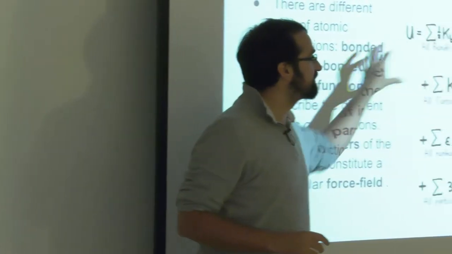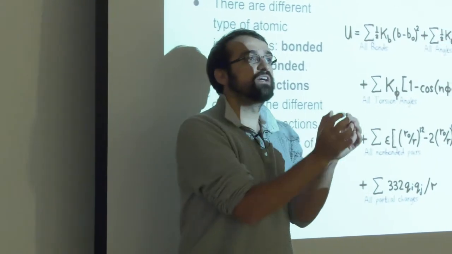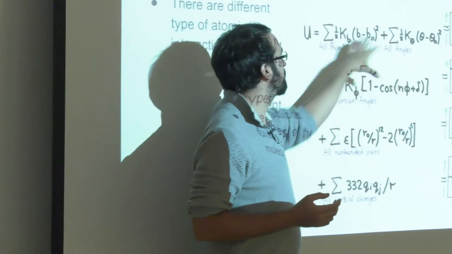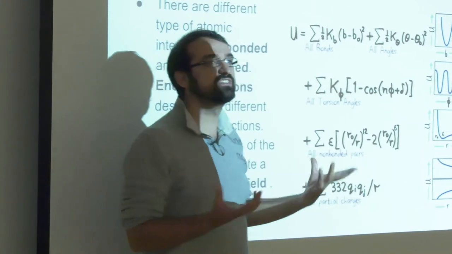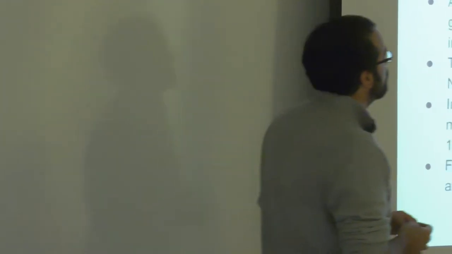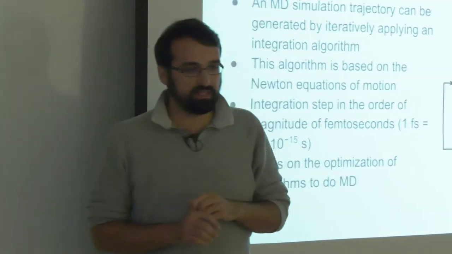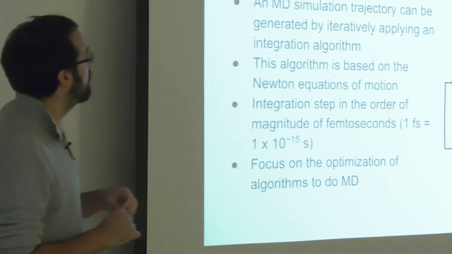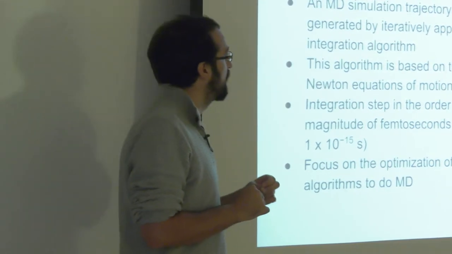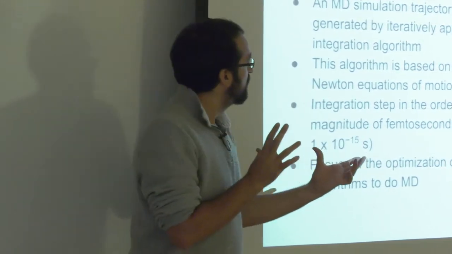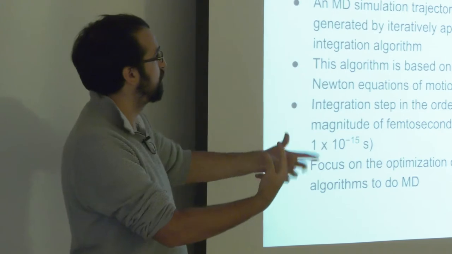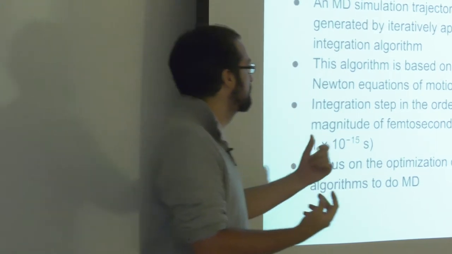So this gives us a physical model that tells us, I have a conformation of a molecule, how is it? With a given conformation in the force field, I can get a number here, which is its energy. Then why is this energy useful? What we're doing in molecular dynamics in particular is applying the Newton equations of motion. An MD simulation is a trajectory over time that can be generated iteratively by applying a given integration algorithm, in this case the Newton equation of motion.